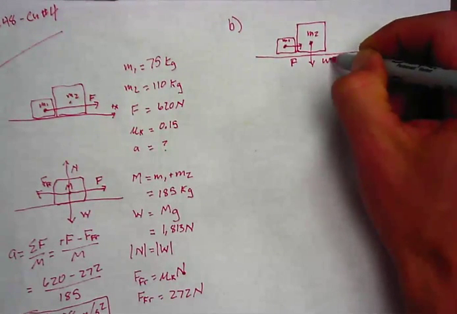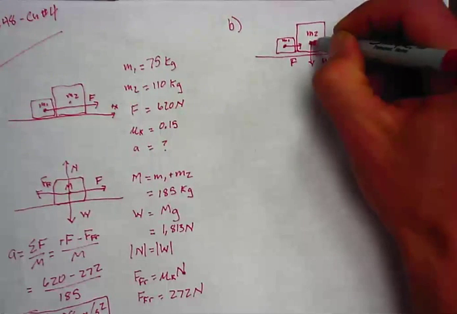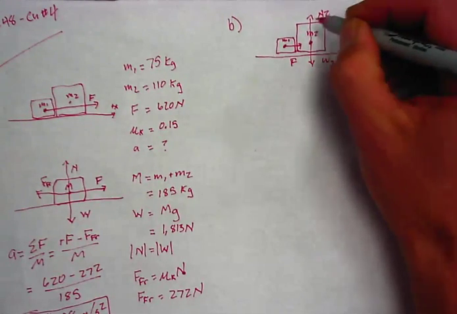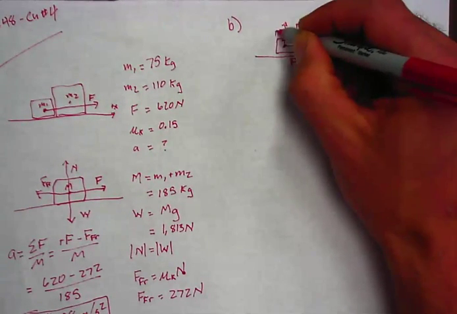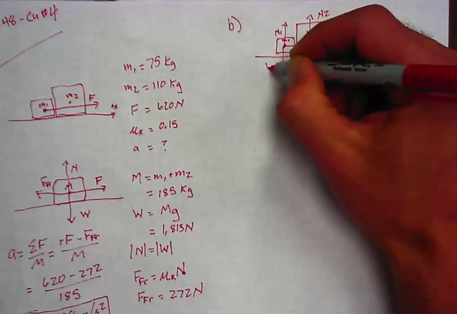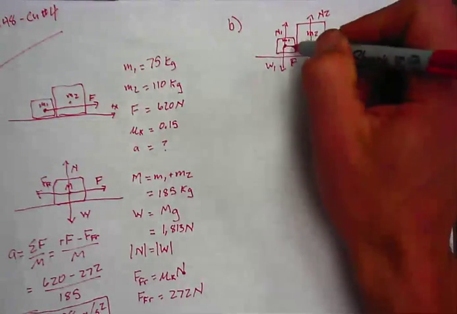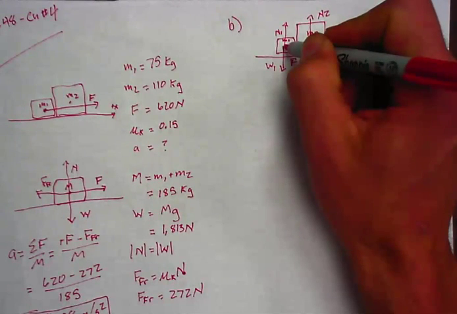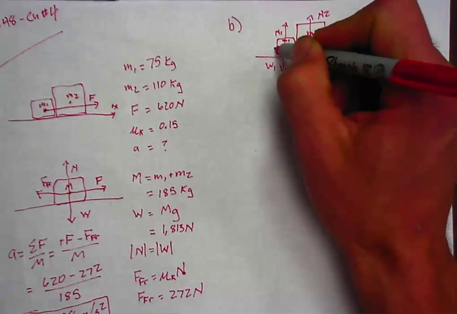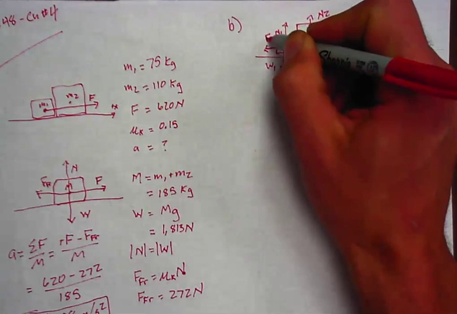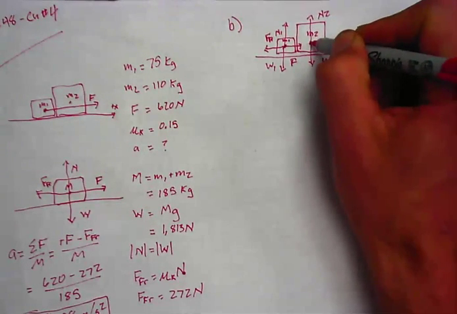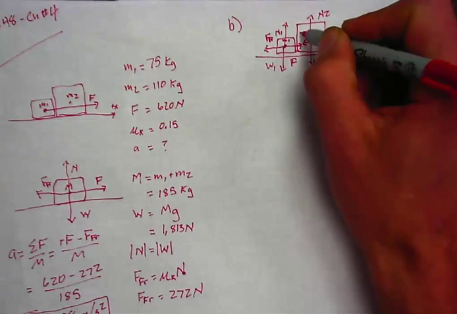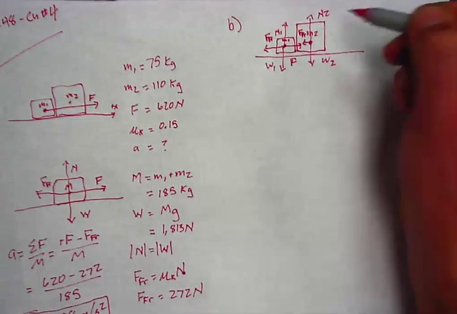Each of these has a weight. I would call this W2, this N2, this N1 and this W1. And then each box has a friction force pointing to the left. Force of friction on box 1, force of friction on box 2.